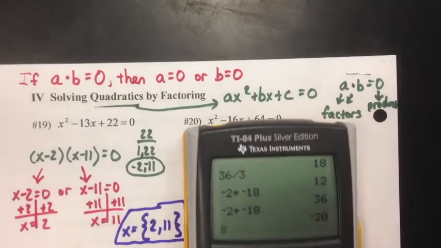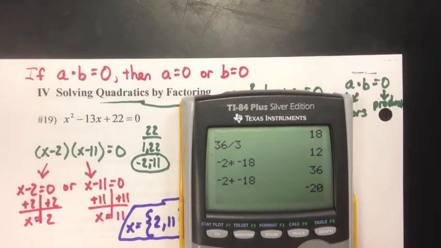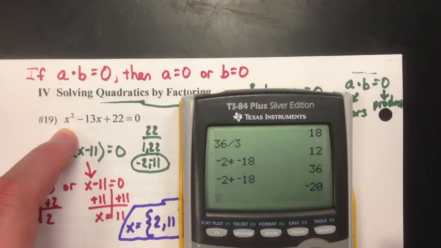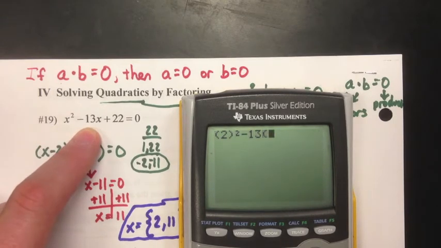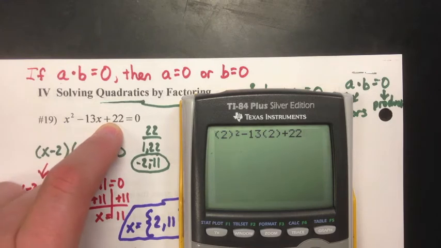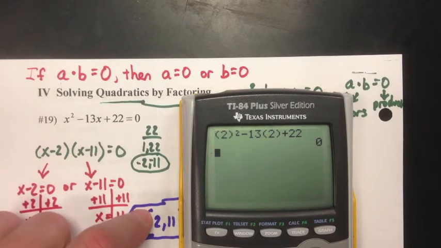Well, let's take the calculator here. Let's take each choice and substitute it for the x. So if I think 2 is an answer, let me do 2 squared minus 13 times 2. I use the same answer here, plus 22. Now that's the left side. The right side is 0, so the left side should give me 0. So if I hit enter, there it is, 0. That means my 2 is a solution.